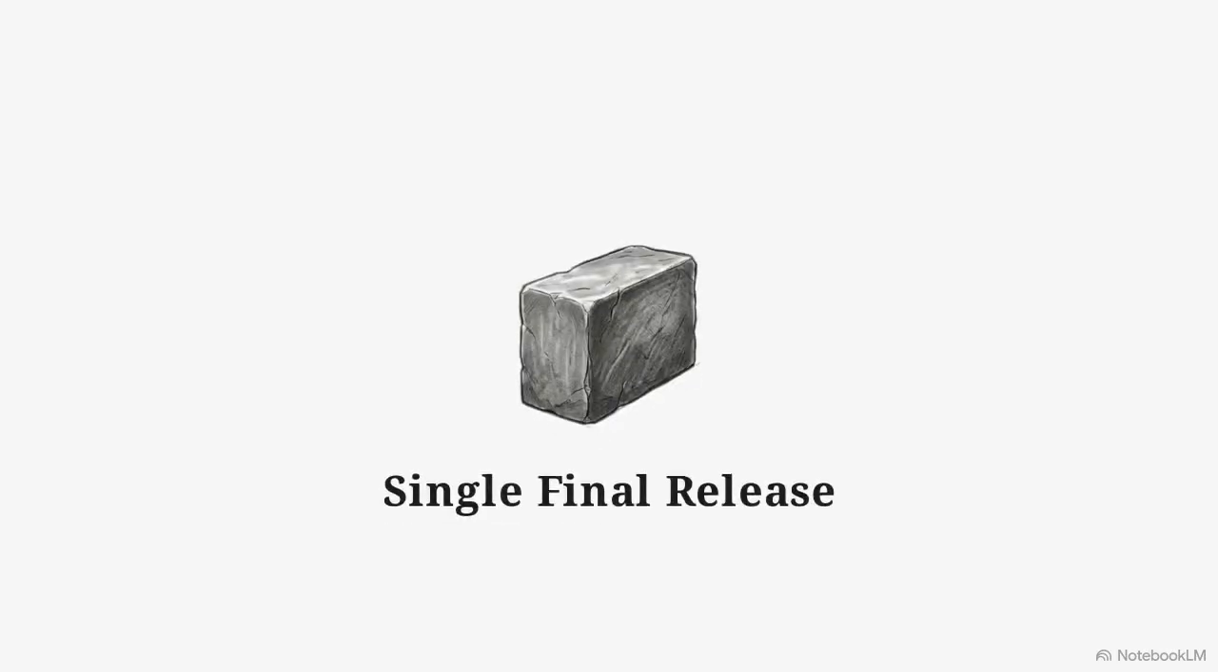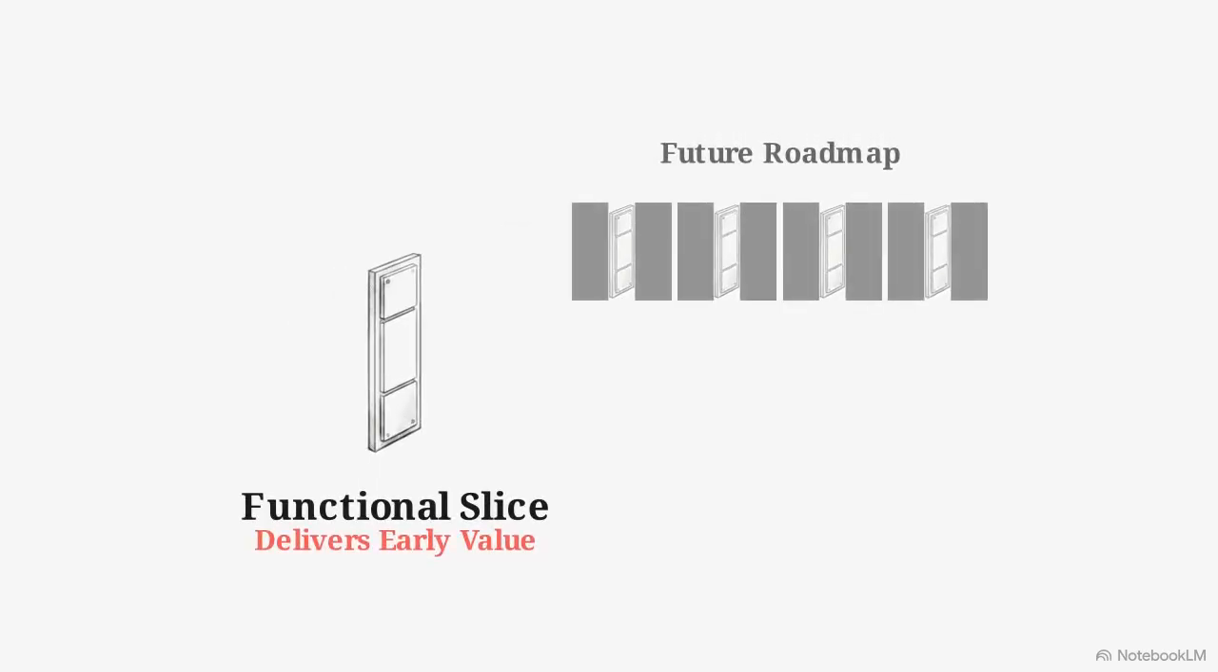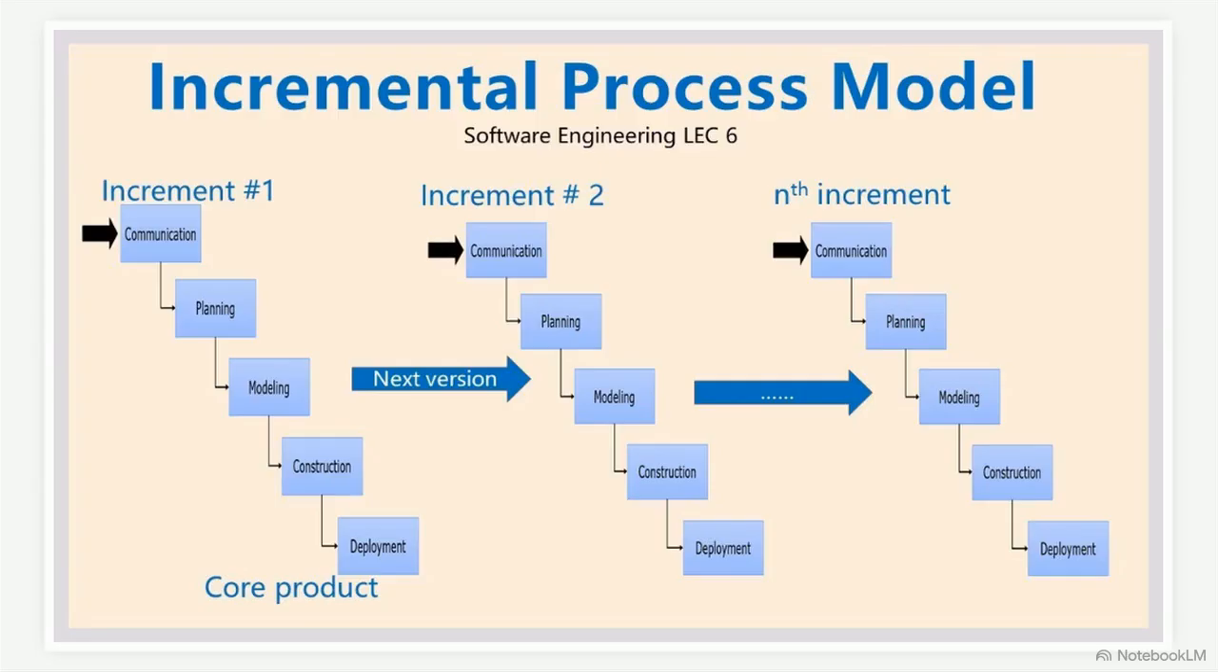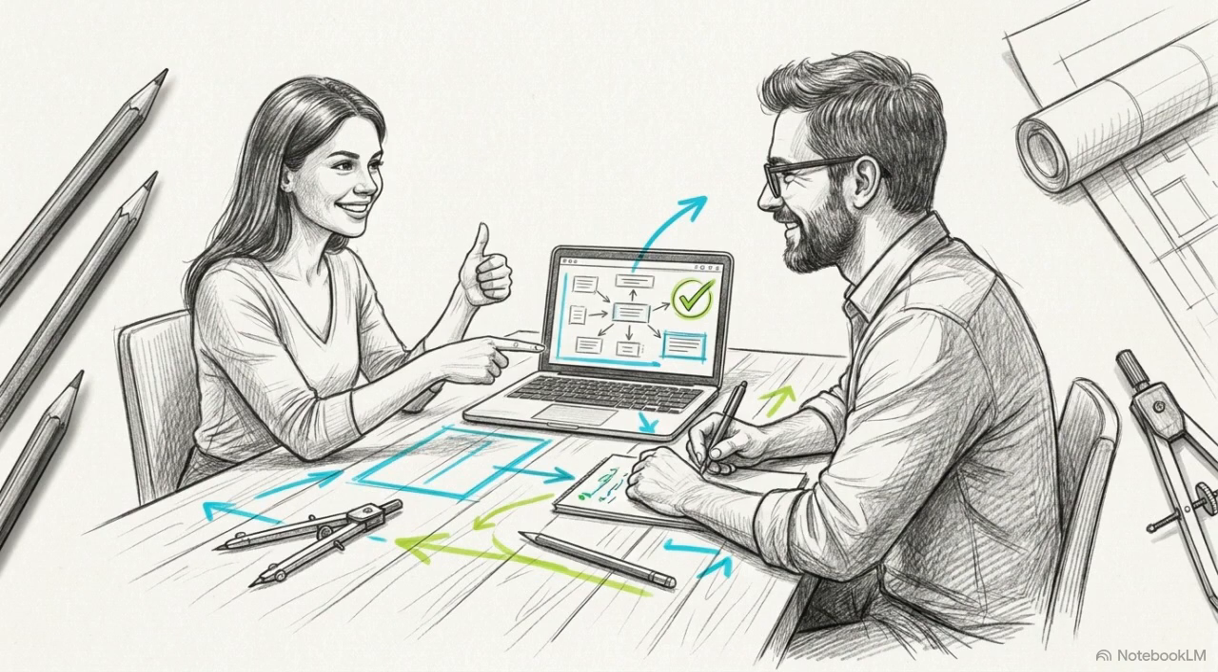To provide value more quickly, engineers move toward delivering software in functional slices rather than as a single final release. The incremental process model delivers software in staggered sequences. The first increment delivers a core product for immediate use. Subsequent increments add new features based on priorities, allowing the product to grow and adapt over time. This incremental approach reduces the risk of project failure by integrating customer feedback into each stage of development.